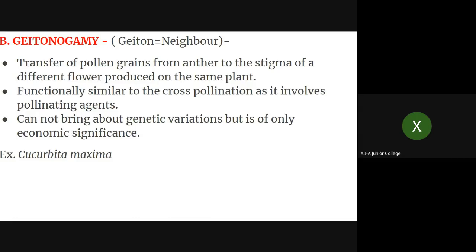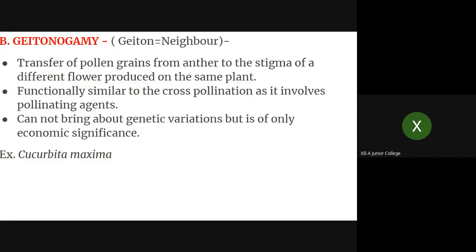Functionally, they are similar to cross pollination. That means what? The flowers are different. That's why you can consider it as cross pollination, which involves pollinating agents like wind or insects or something like that. To that point, we'll come in the next part. So pollinating agents are required.